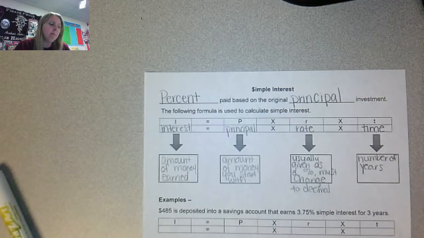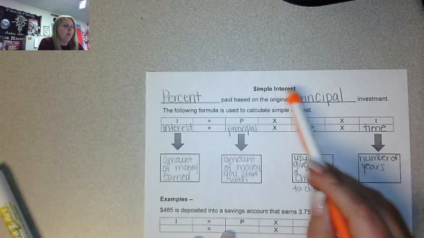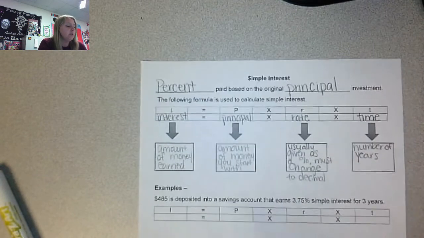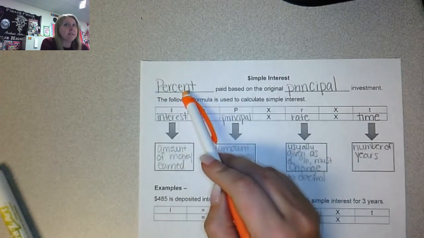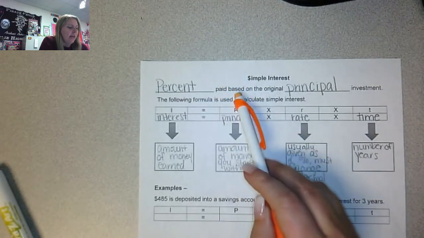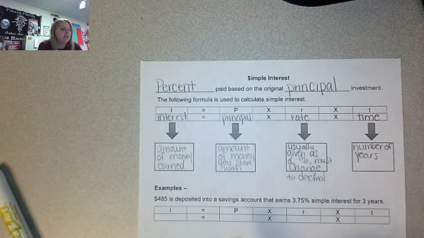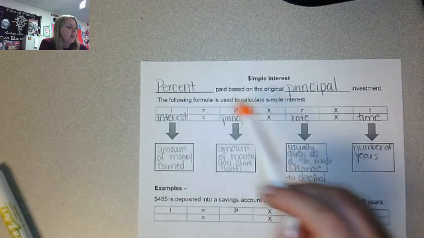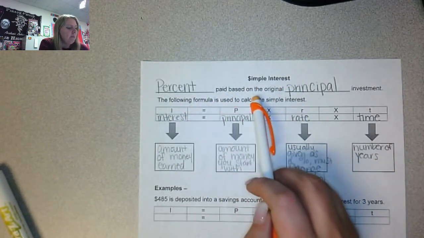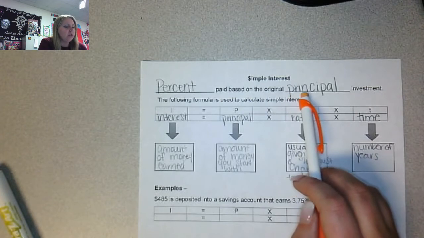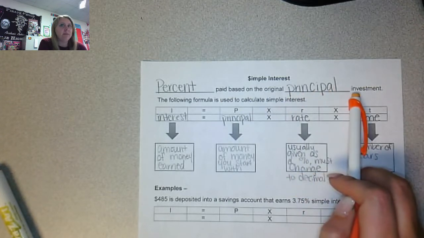So our vocabulary word that we're starting with is simple interest, and the words that you're going to fill in are percent paid based on the original principal investment. Okay, so the definition of simple interest is percent paid based on the original principal investment.